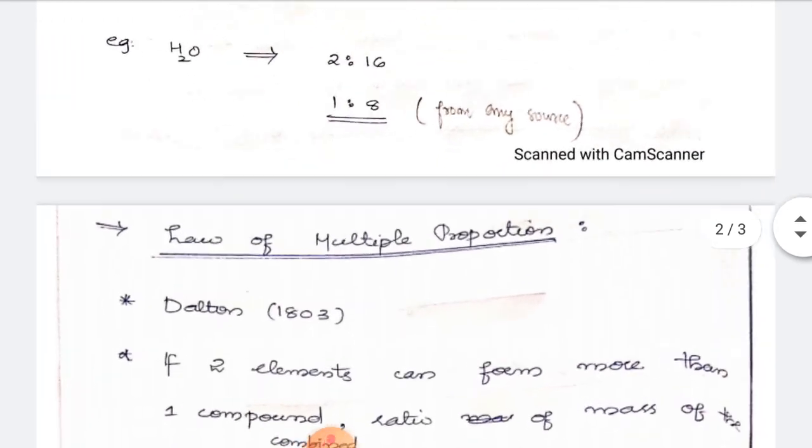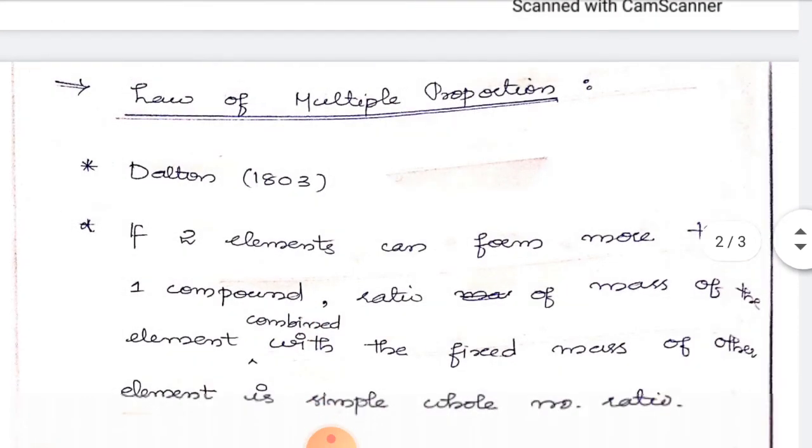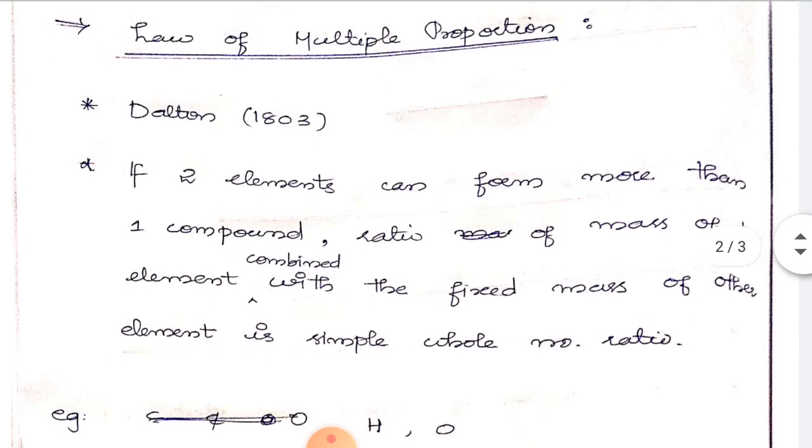Now the next law is the law of multiple proportion. What is the concept of this? This law was proposed by Dalton in 1803.